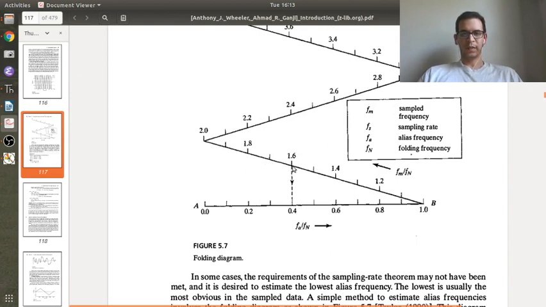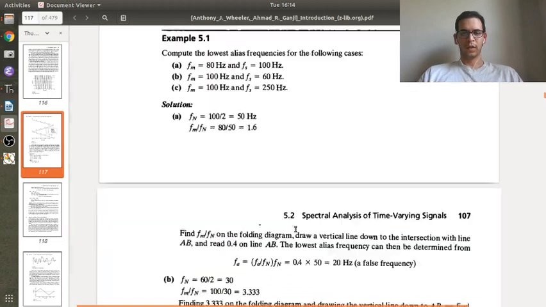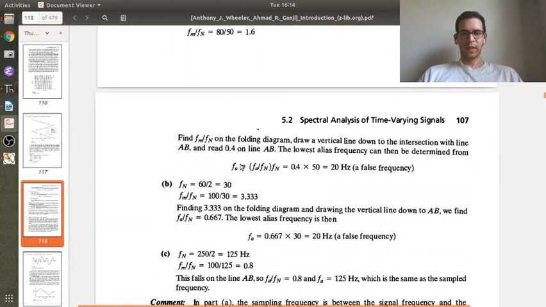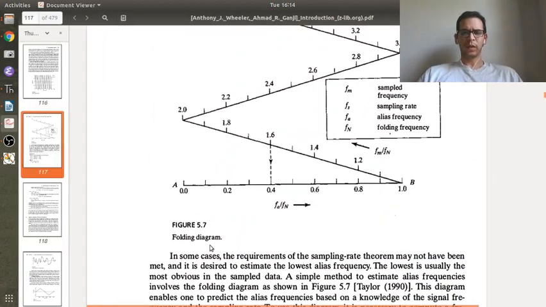So if you find 1.6, you draw a vertical line down from 1.6, and this gives you your aliasing frequency divided by your folding frequency. Because you got 1.6, that is 0.4. If you take 0.4 and multiply that by your folding frequency, you get 20 hertz. So you see that? Our false frequency is 20 hertz, which is exactly what we got in this waveform.